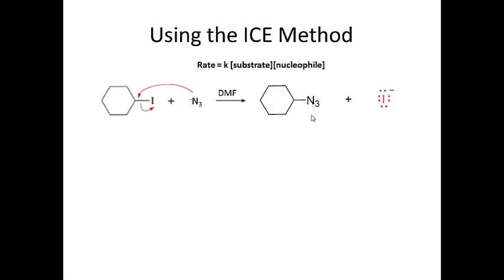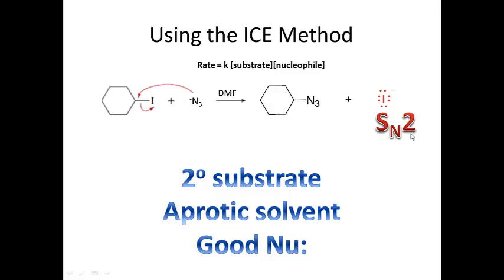So here's another example. If I treat iodocyclohexane with the azide anion, and I do this in DMF, notice what happened. The iodine got replaced by the azide, and then I have iodine here. So iodine is obviously my leaving group. What mechanism did this reaction undergo? Well, it has to be SN2, because first of all, I have a secondary substrate. That can be either or. It can be SN1 or SN2, but then I'm doing this reaction in a polar aprotic solvent with a good nucleophile. This particular reaction happened through an SN2 mechanism.